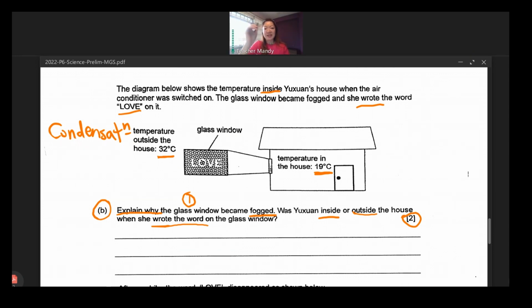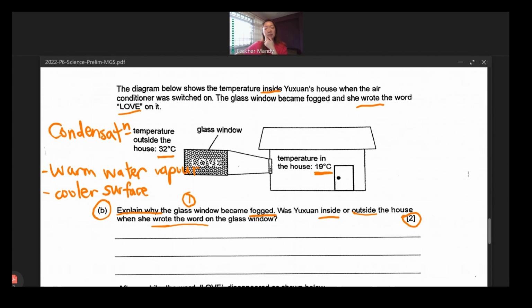So when we talk about condensation, you have to think about 2 things. One, where is the warm water vapor? The next thing, where is the cooler surface? Because only when these two come together, then there is tiny water droplets. There is that mist, there is that fog, that white dust. Some of it call it white dust, right?